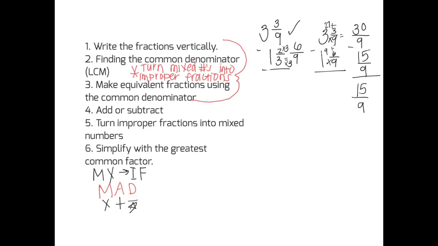And now all I have to do is turn my improper fraction into a mixed number by doing 15 divided by 9. How many groups of 9 are in 15? 1. What's 1 times 9? 9. 15 minus 9 is? 6. My remainder becomes my numerator. My denominator is my divisor. And what is a common factor that 6 and 9 share to simplify? 3. So it becomes 1 and 2/3, which is exactly what we got when we did not turn them into improper fractions and just borrowed. So you can choose either method, okay?